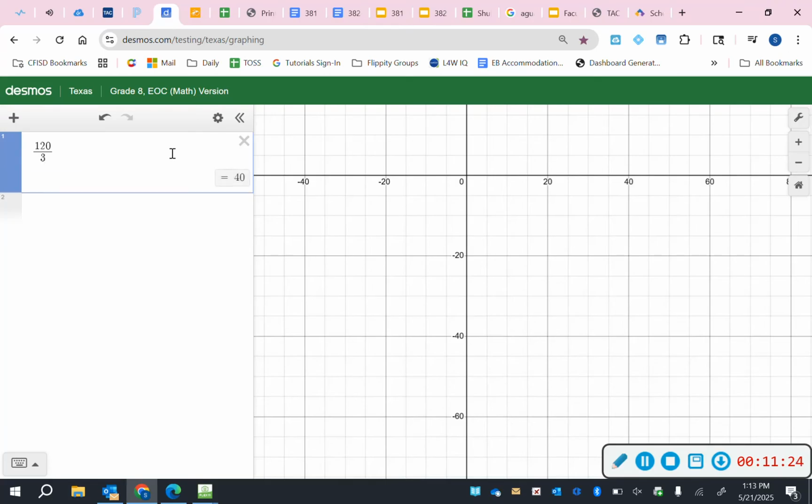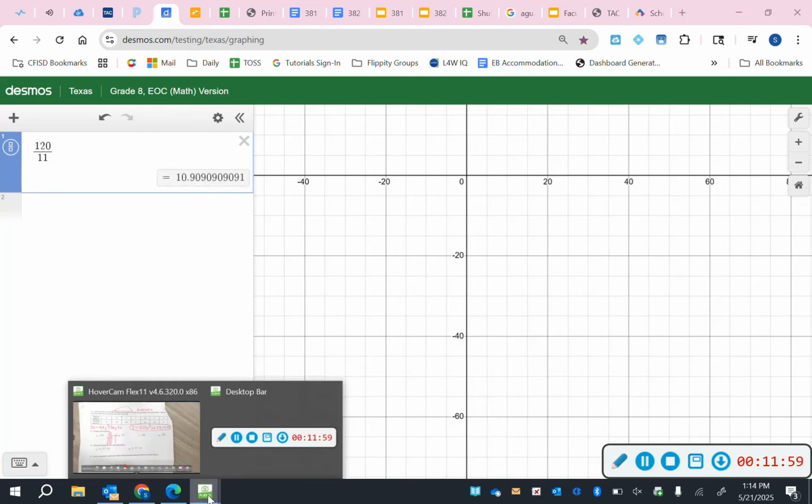I tried 3. 3 and 40 works. I'm going to try 5. 5 and 24. I'm going to try 6. 6 and 20. I'm going to try 7. I'm going to try 8. 8 and 15. Try 9. Nope. I'm going to try 10. 10 and 12. Let me add that over here. 10 and 12. I think that's it because 11 doesn't work.